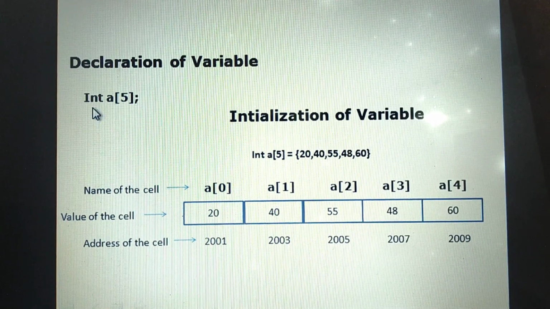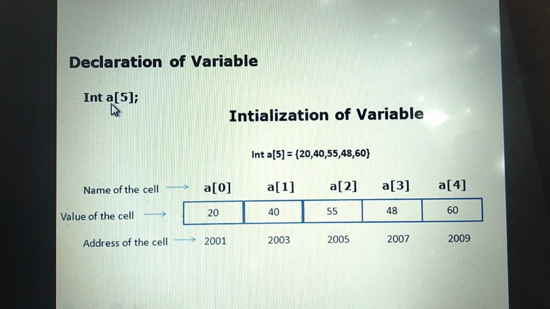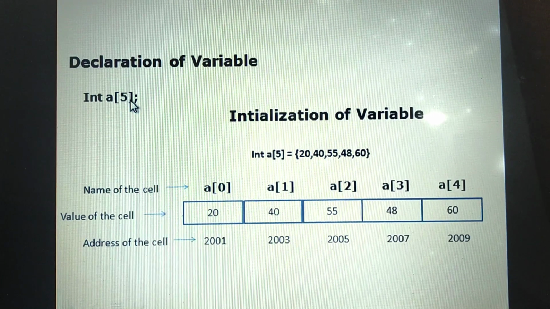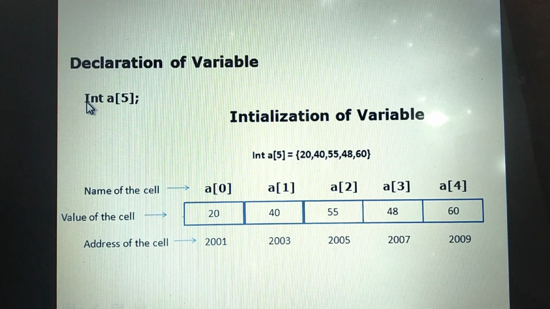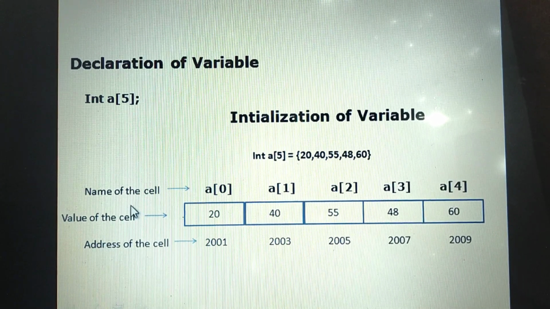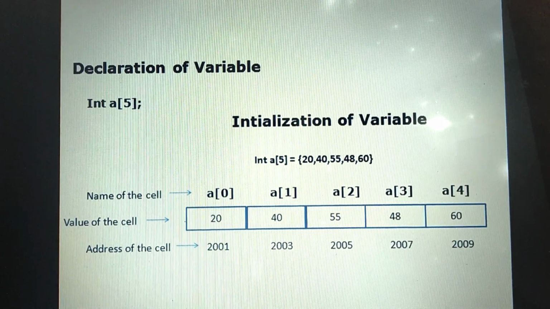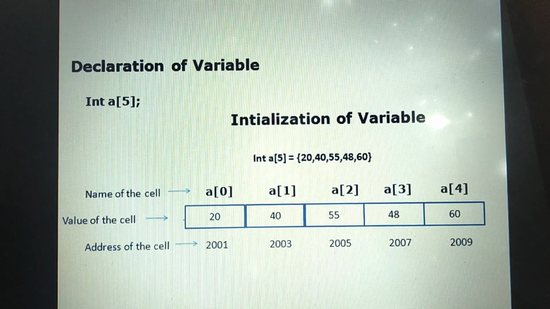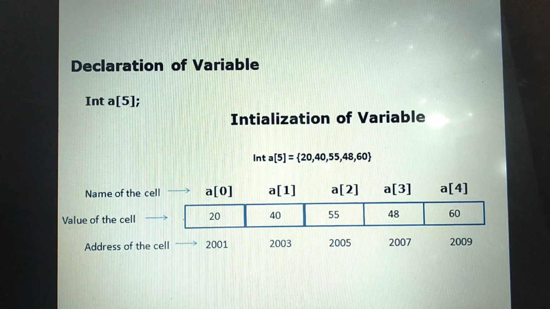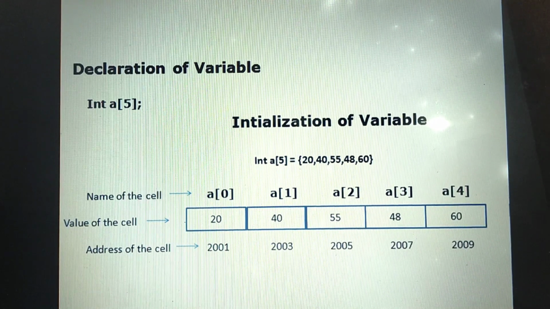How to read this? int a[5]. A is the array name. In total how many elements can we store? 5 values we can store. The type of the array is int. Now what is the definition of an array? An array is a collection of similar elements that are stored in sequential order in memory locations.